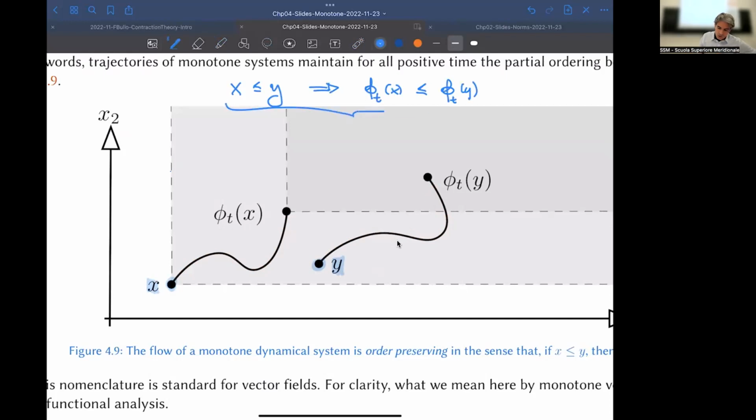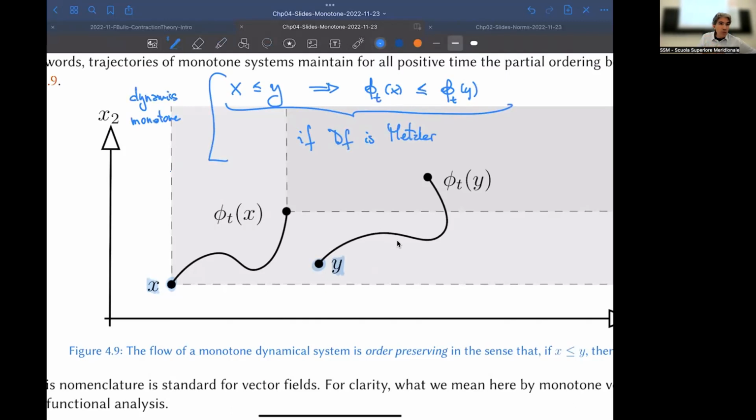And this statement is true if the Jacobian of f is Metzler, which basically means the dynamics is said to be monotone. So the second half of the chapter talks about monotone vector fields and everything that you can say for those guys. Let me just give you one warning about language.